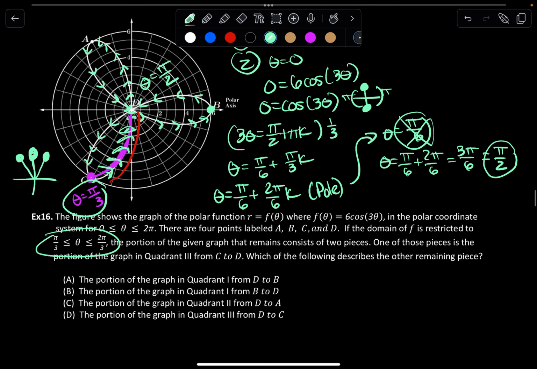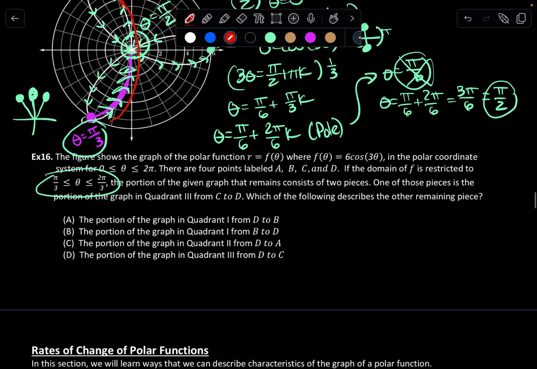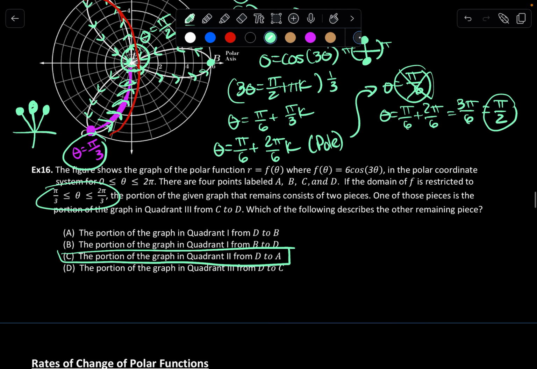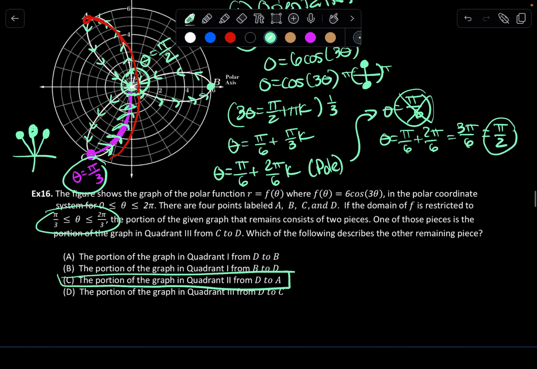So that means the start of the next section will be at D. And if we follow the orientation, it will go to A. So the next portion of the graph will be from D to A, which is part C. Now, knowing that we were starting at C and going to D, you're able to eliminate B, because we're starting at D.